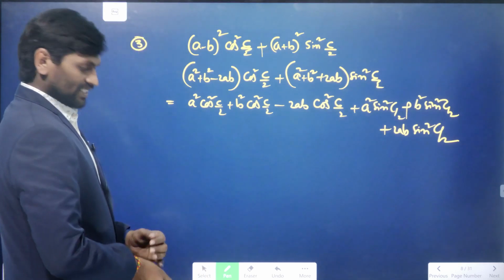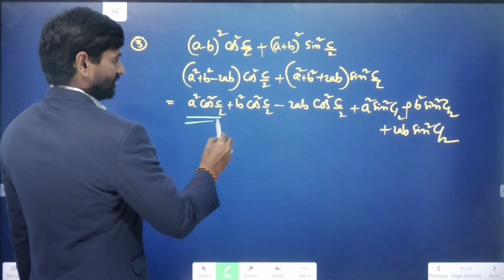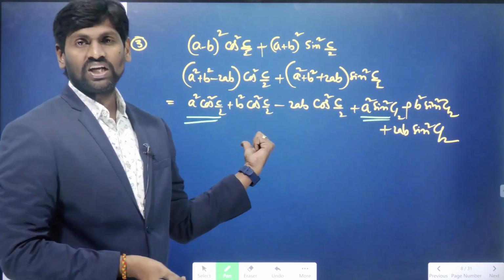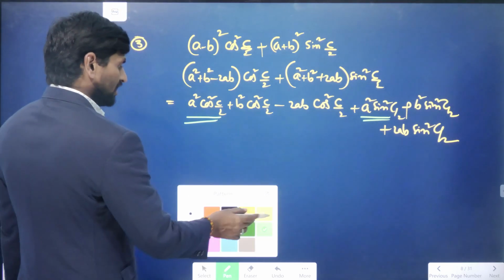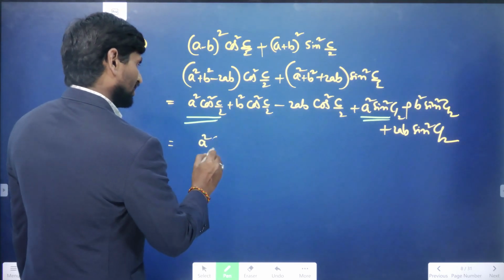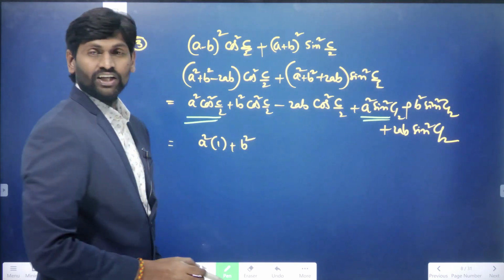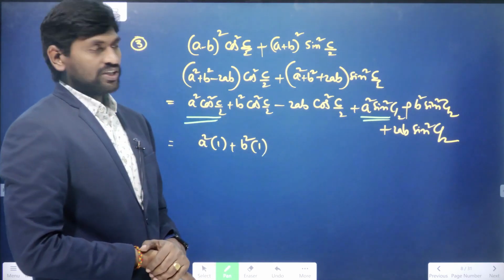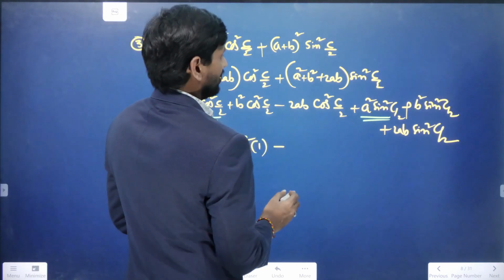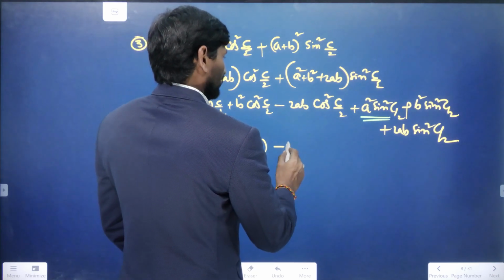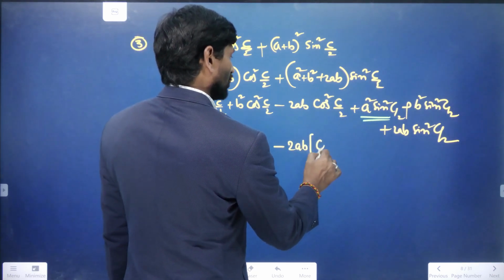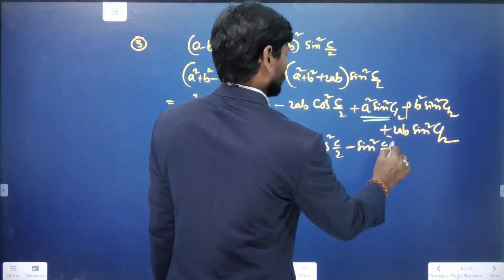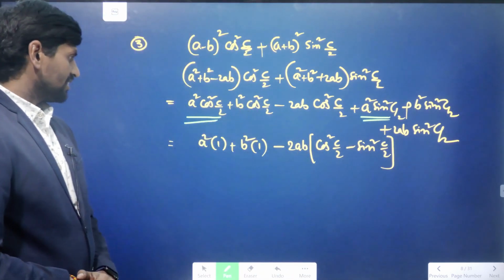Now just identify the terms. If I take A square as a common term, sin square theta plus cos square theta, the value is 1 according to the identity. So A square into 1. Same way B square, if I take common, cos square theta plus sin square theta, that also becomes 1. B square into 1 minus 2AB. If I take the 2AB term common, what is remaining? Cos square C by 2 minus sin square C by 2.